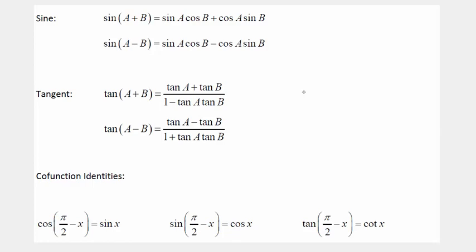remember them. If we take a first look at the sum of angles for sines, notice a couple things. First of all, the sign in between A and B actually matches the sign in between the terms on the right side in both cases. So sine of A plus B has a plus in it. The sine of A minus B has a minus in it. Furthermore, the order of the sines and cosines on the right side are switched around.